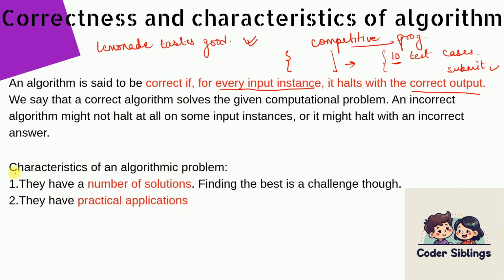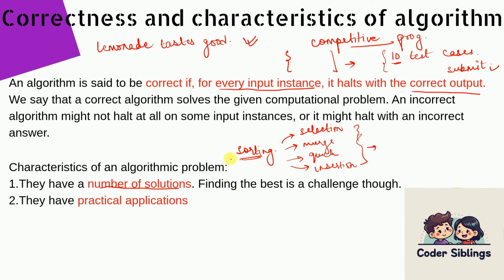Moving on to characteristics of an algorithm, they have a number of solutions. Number of solutions meaning, let us consider a sorting problem. If you are aware of sorting problems, there are a number of sorts such as selection sort, merge sort, quick sort, insertion sort, etc. And all work differently, but they solve the same problem of sorting. Now finding the best algorithm out of these is a tough task, because then you have to analyze all of these, calculate the performance time, space complexity, time complexity, etc. And only then you are able to find which is the best algorithm. But the problem of sorting can be solved by multiple algorithms.